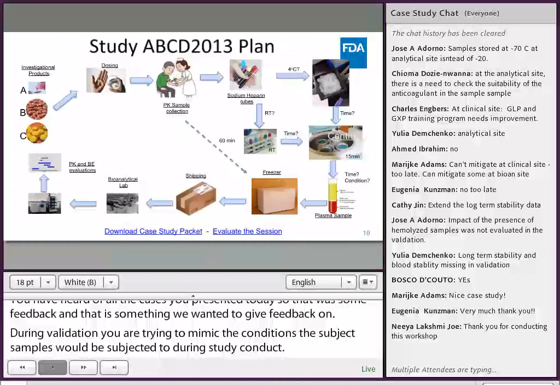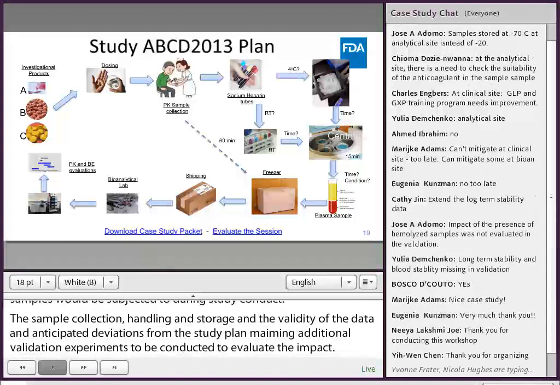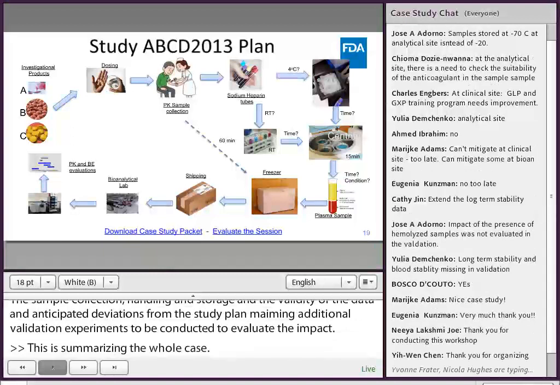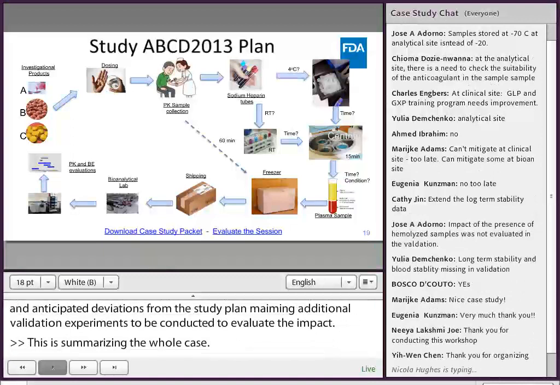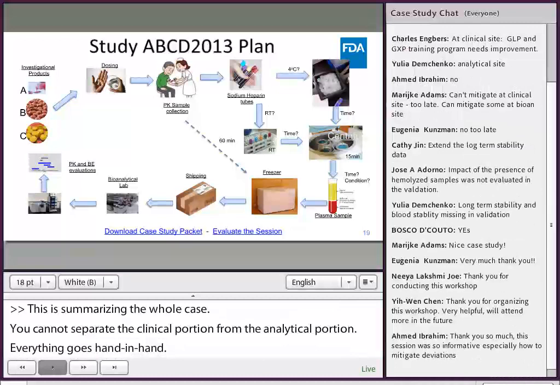So this is summarizing the whole case. What you need to do is, you cannot separate the clinical portion from the analytical portion. Everything goes hand in hand. So there could be situations in the clinical sites which could have a big impact on the data or reliability of the data.